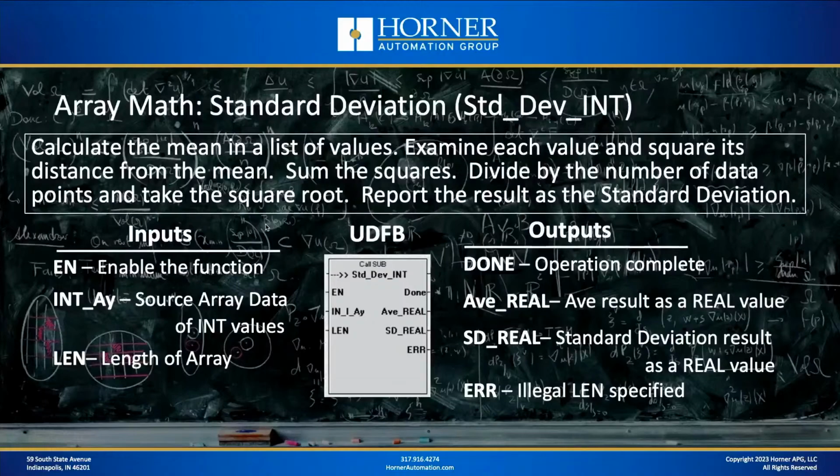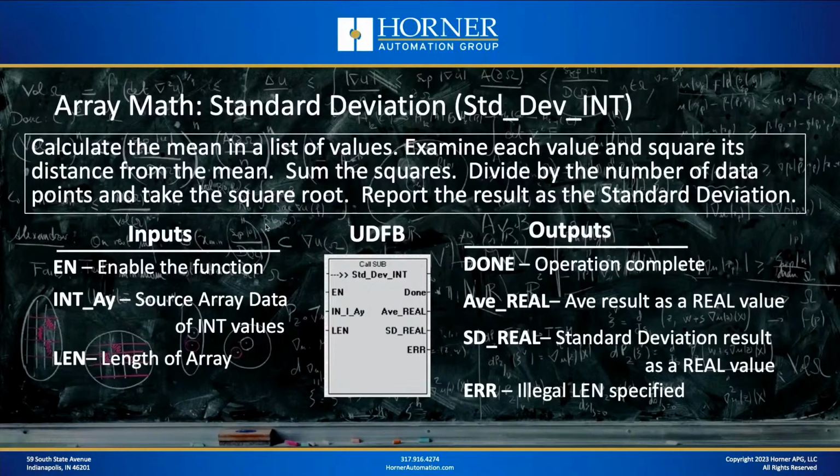After you've found the average, then you need to examine each individual value in the data set and see how far its value is from the average and square that difference. Then you add all those squared values together. And when you're done with that summing and squaring process, you're going to divide by the number of data points. Now, let me be clear here.